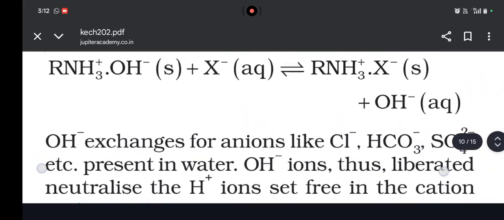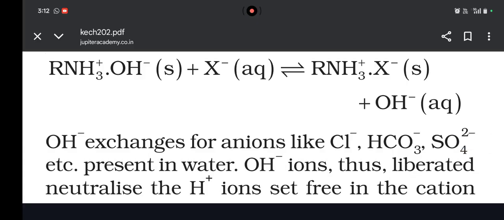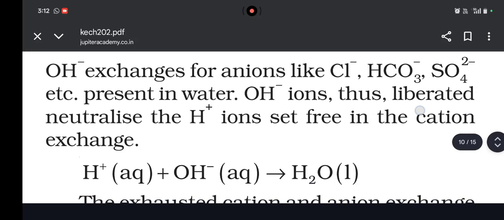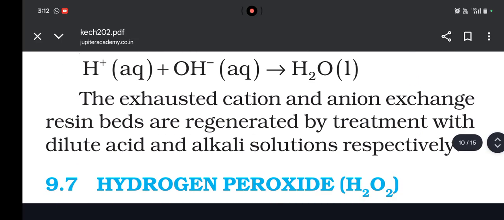In the anion exchange process, as we can see in the reaction, RNH3 positive OH negative plus X negative gives RNH3 positive X negative plus OH negative. OH exchanges for anions like Cl negative, HCO3 negative, SO4 2 negative, etc. present in water. OH ions thus liberated neutralize the H positive ions set free in the cation exchange. H positive plus OH negative gives water. The exhausted cation and anion exchange resin beds are regenerated by treatment with dilute acid and alkali solutions respectively.